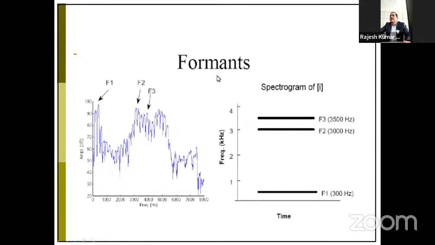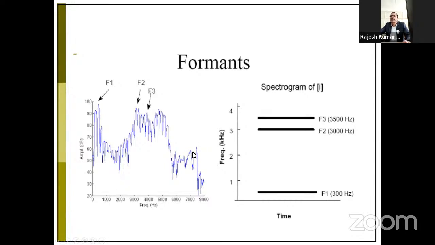Okay, and if we can see this pattern, so this is some envelope. For this voiced part, we'll see some maximum points like F1, F2, that is maxima of the envelope. These F1, F2, F3 are called formant frequencies.